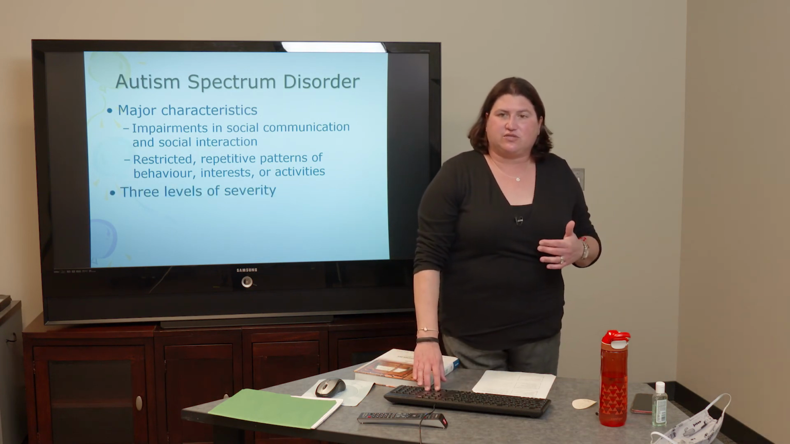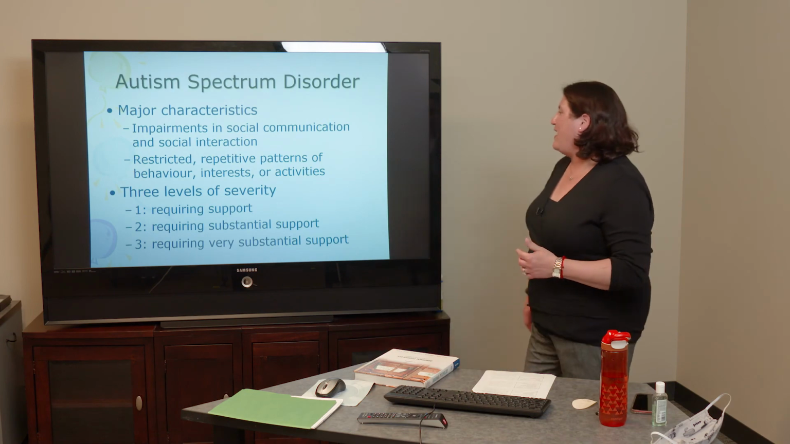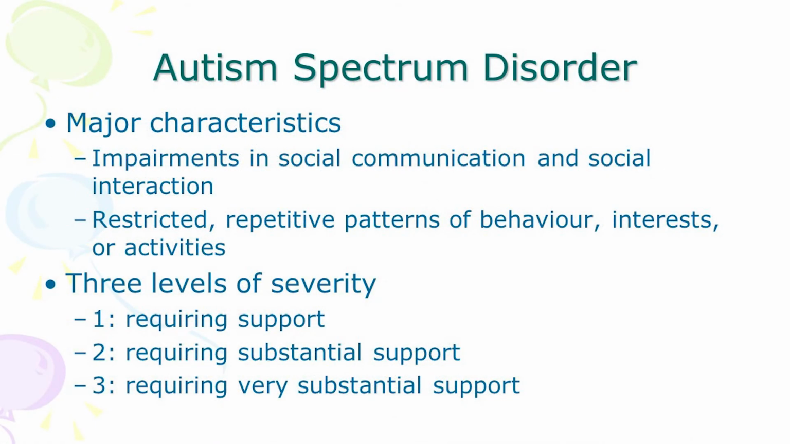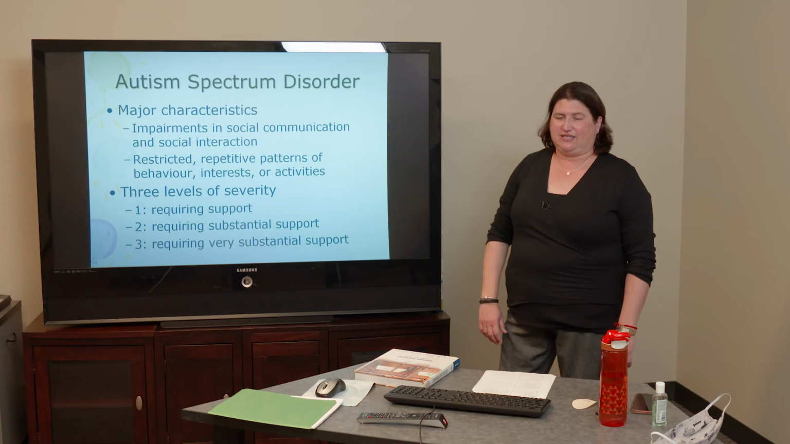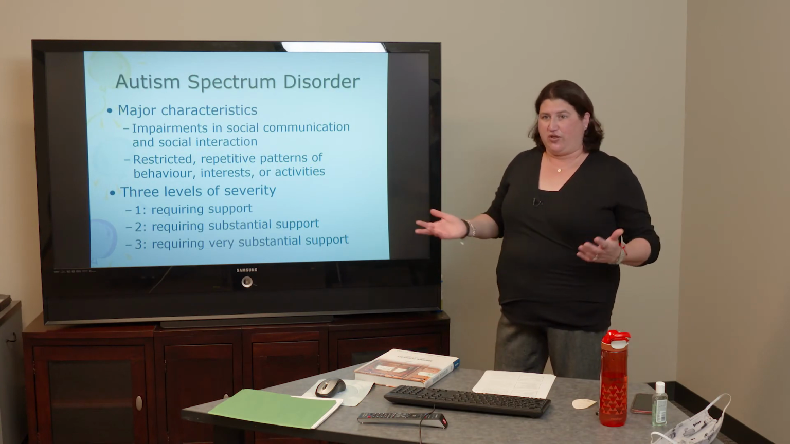Because it's a spectrum disorder, we're then going to go ahead and determine the level of severity. That's new to DSM-5 as well. So we either identify them as requiring support, requiring substantial support, or requiring very substantial support. So a child at level 1 who requires support might need the help of an instructional assistant in the classroom, but that's all they need, right?